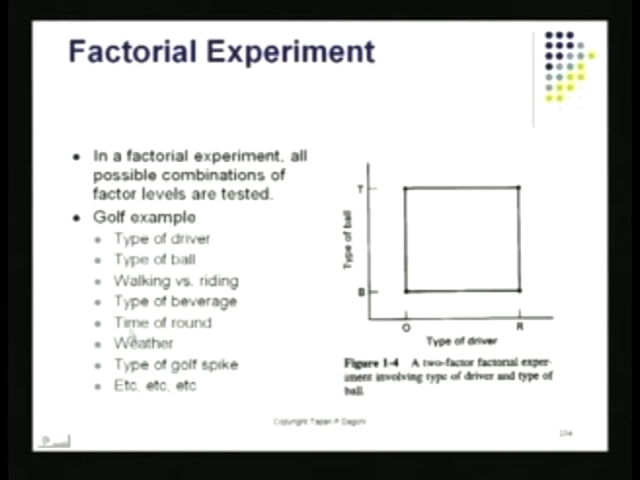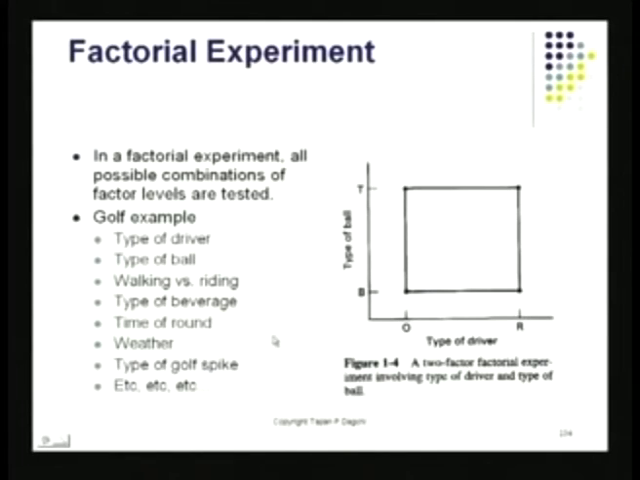Then there was the time of round. Was it in the morning that we were playing this game? Or was it at lunchtime, after lunch, or in the evening? What was the weather like, and was it changing during the day? The type of golf spike we used could also affect the score. And there are, of course, many other factors, the nature of the grass and so on and so forth, that also might be affecting your score.